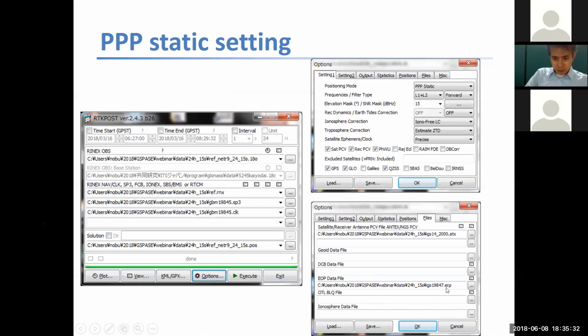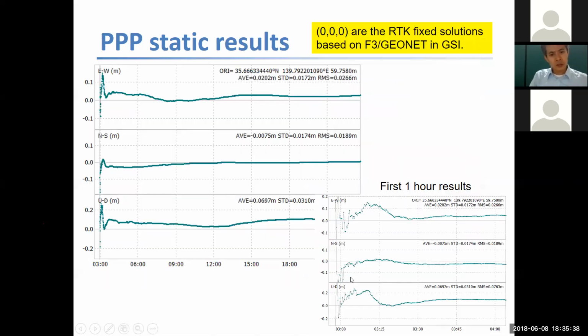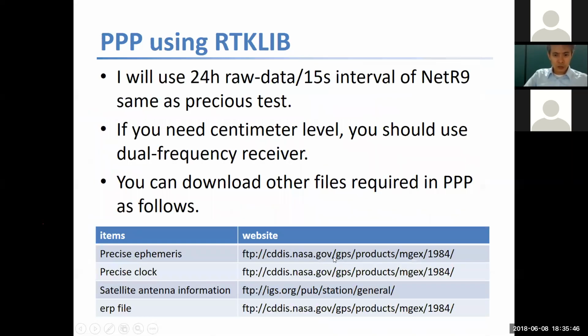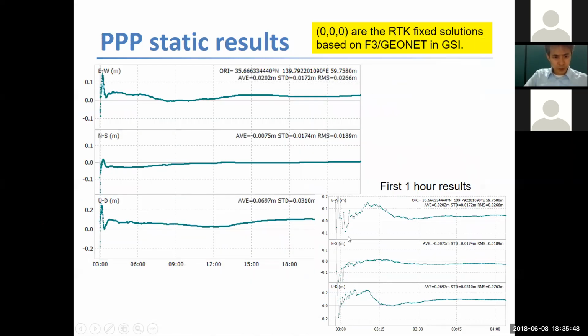Okay. So ERP is also set in here, EOP data file. Let's see the results. So actually you can do a similar test because you already have data and you can download it from these websites. So here is the PPP static results, real results.